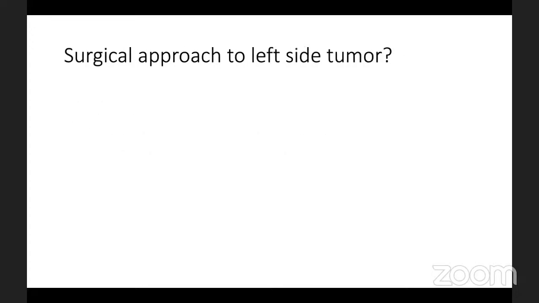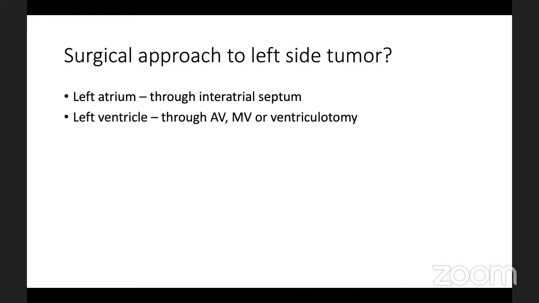Surgical approach to a left side tumor, we mentioned it. If it's in the left atrium, through the right atrium, through the interatrial septum. If it's in the left ventricle, then you see where exactly the tumor is, is it closer to the mitral valve or closer to the aortic valve? If it's closer to the aortic valve, you can do an aortotomy and resect it as we resected the fibroelastoma case. If it's closer to the mitral valve, you may want to do a Sondergaard. And if it's away from both valves, you may want to do a ventriculotomy, but this is the last option because, you know, ventriculotomy is associated with left ventricular dysfunction.